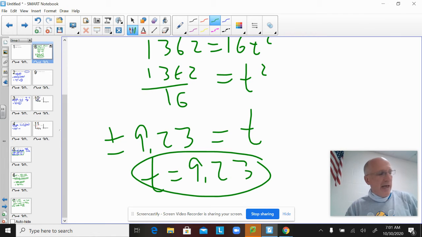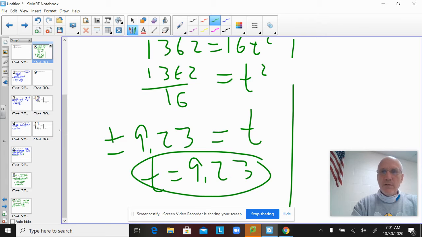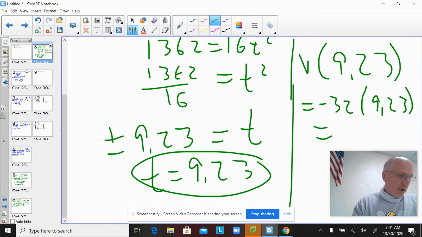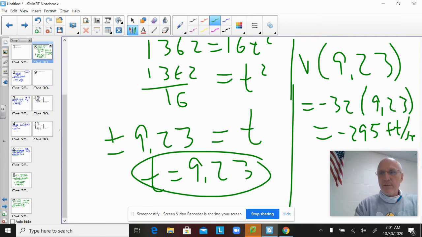Then the question also asks, what is its velocity at impact? And that does not mean like when it hits the ground, its velocity becomes 0 because it went splat. It wants to know how fast it's going at the moment of impact. So now we just have to find v of 9.23, which is just negative 32 times 9.23, which turns out to equal negative 295 feet per second. So there is question 95.